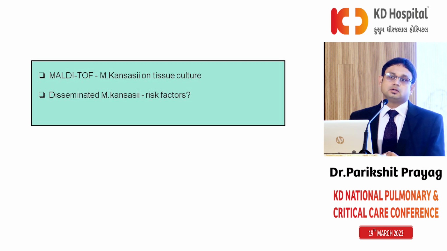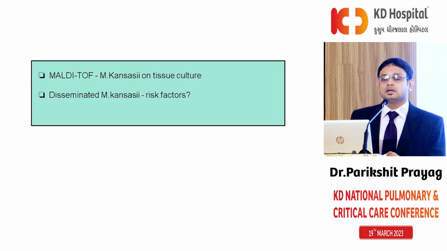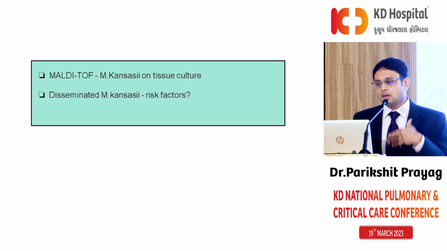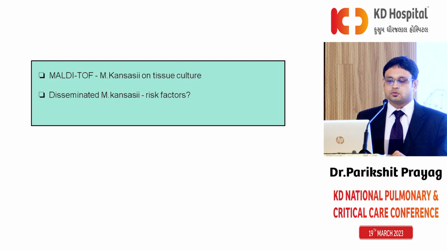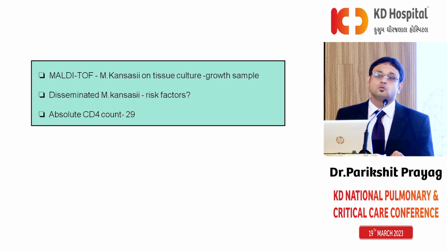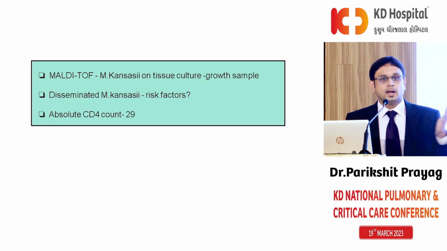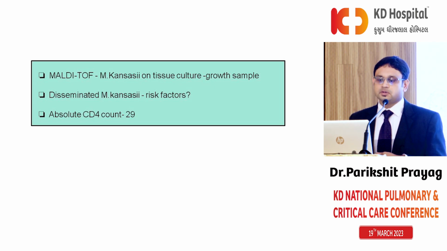Now this is a little odd because this is a young gentleman, 24 years old, who is having disseminated kansasii. By the time he came to us, he had lymph node involvement, pulmonary involvement, and as you will see later, he also had skin and soft tissue involvement. So what were his risk factors for kansasii? His absolute CD4 count was 29 when he presented to us. His HIV testing has been done, viral load has been sent, and twice HIV has been negative.